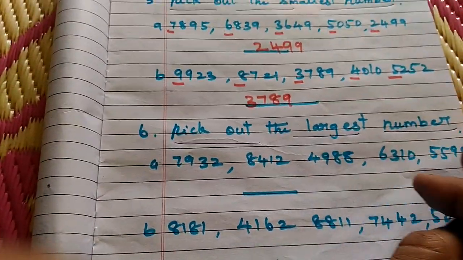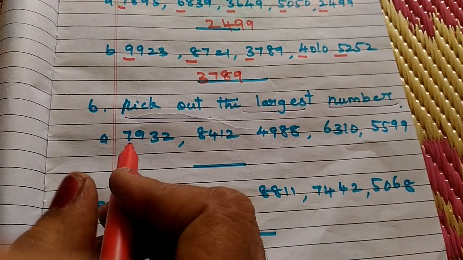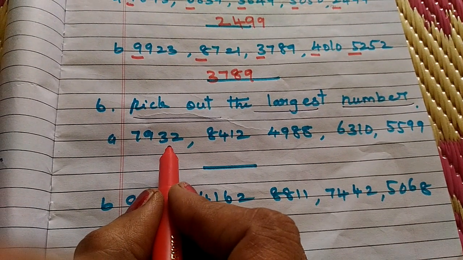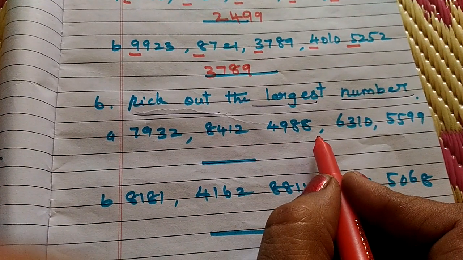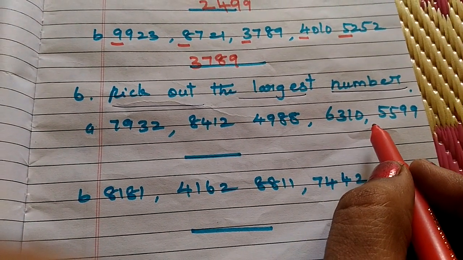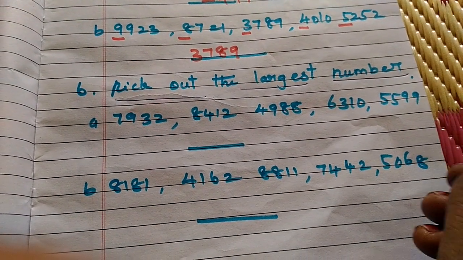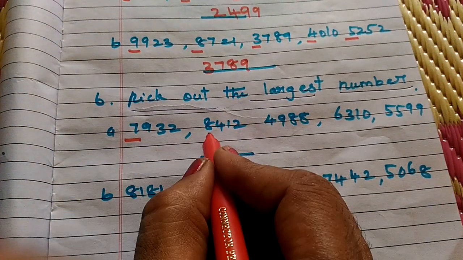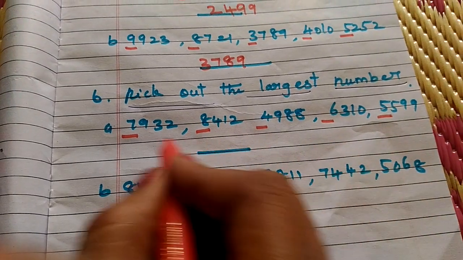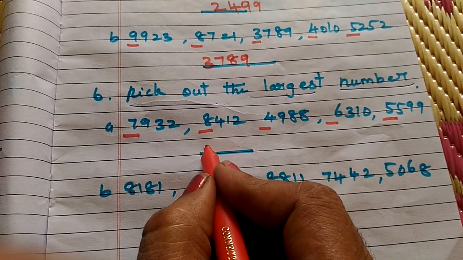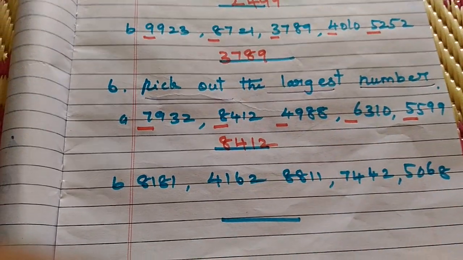Next, pick out the largest number. See here, which one is the largest number? 7932, 8412, 4988, 6310, 5599. 7, 8, 4, 6, 5. 8000 is the biggest number, so 8412 is the largest number.